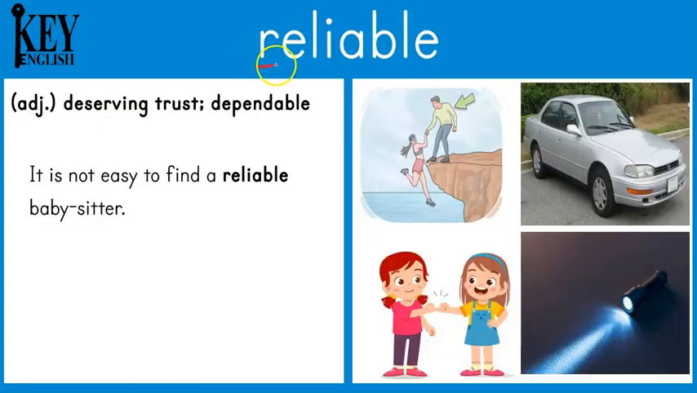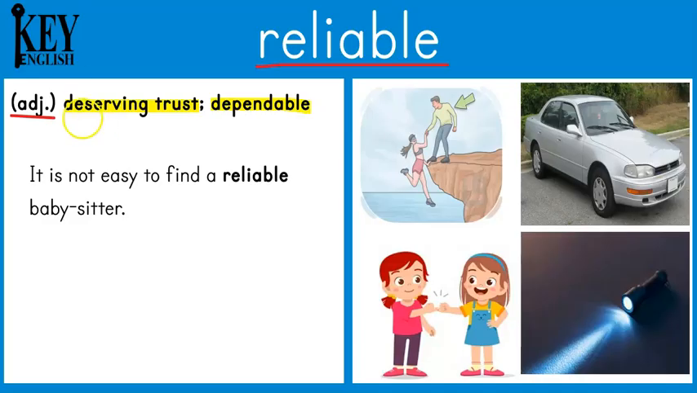Our next word is reliable. Reliable is an adjective and it means deserving trust or dependable. When someone or something is reliable, you can trust it. A reliable person does what they promise, and a reliable thing works the way that it should work.